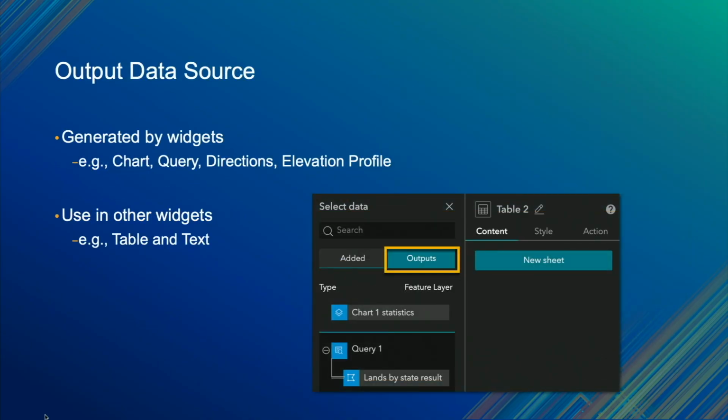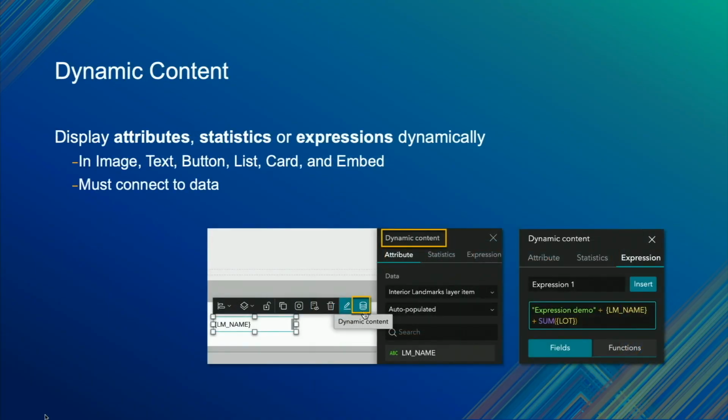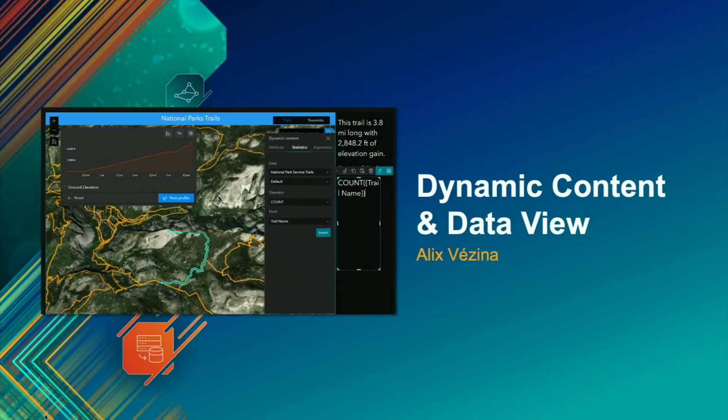Some widgets like query can generate a result as output data, which can be used as input data for other widgets. For example, display a query result in a table. You may also dynamically display field values, statistics, and expressions using dynamic content. So Alex, again, is going to show how to use dynamic content and the data view.